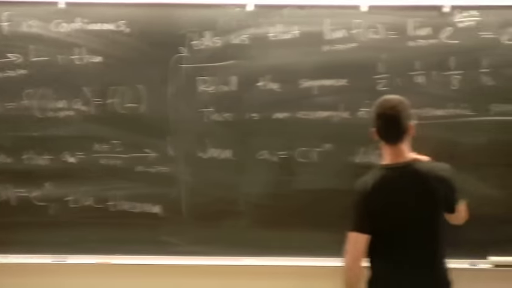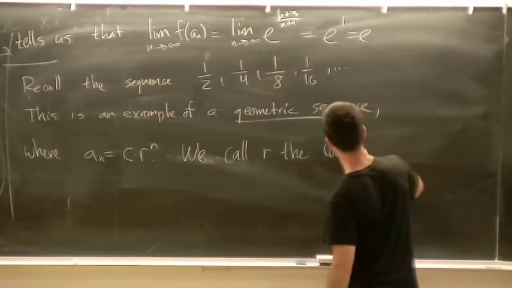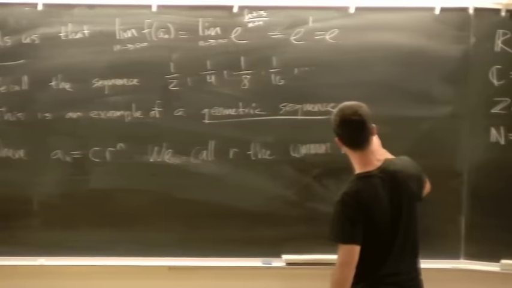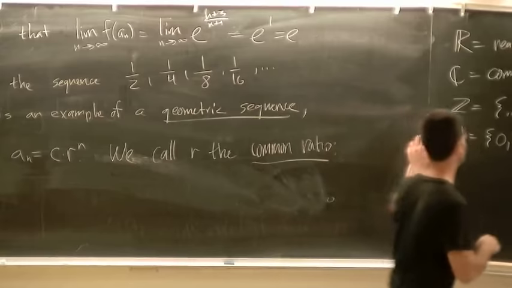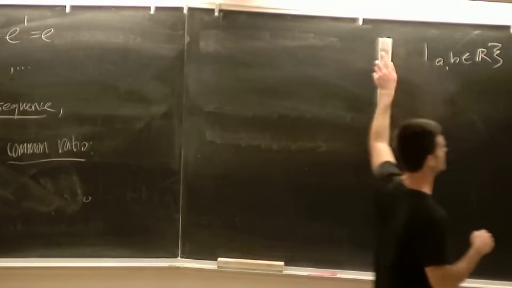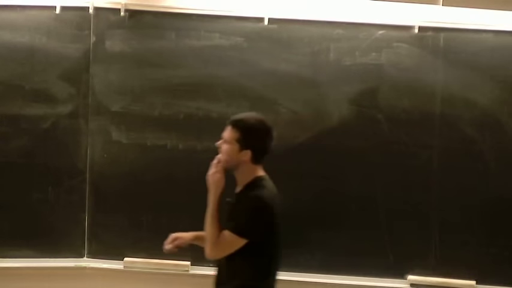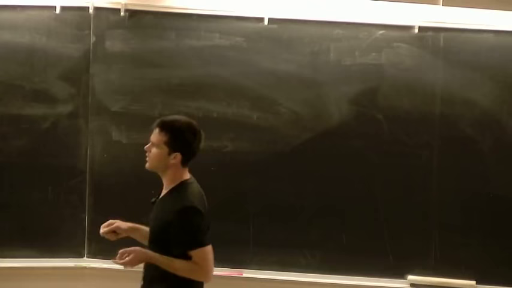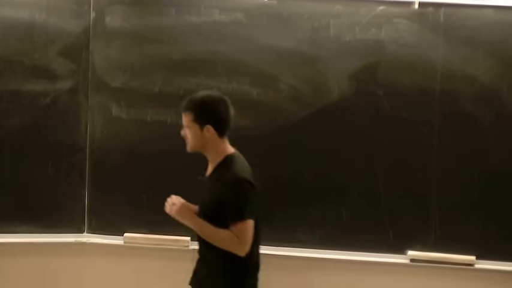And in that case, we call r the common ratio. So these are just going to come up time and time again. Heck, I still use them. And let's look at what happens. Let's look at the limiting behavior for a geometric sequence.